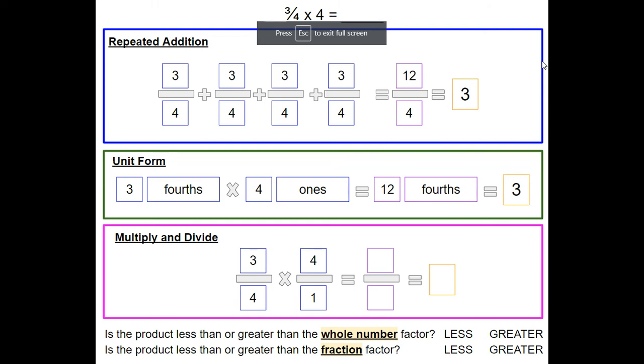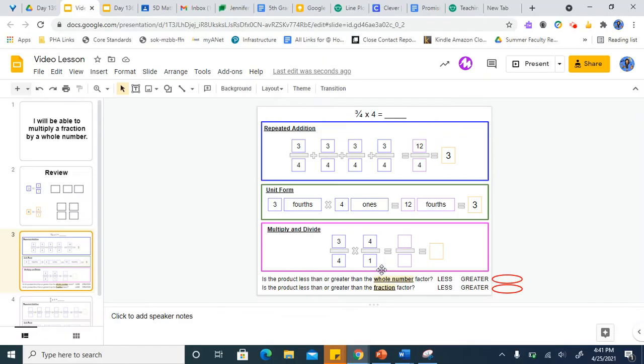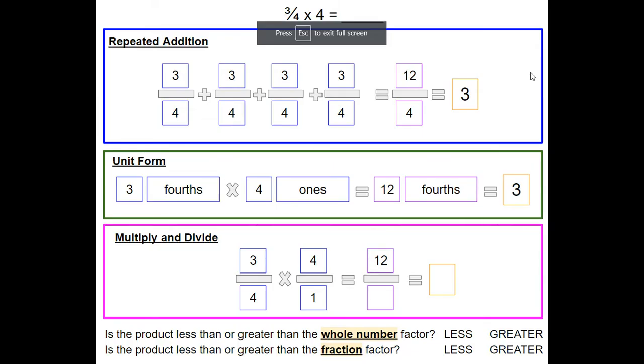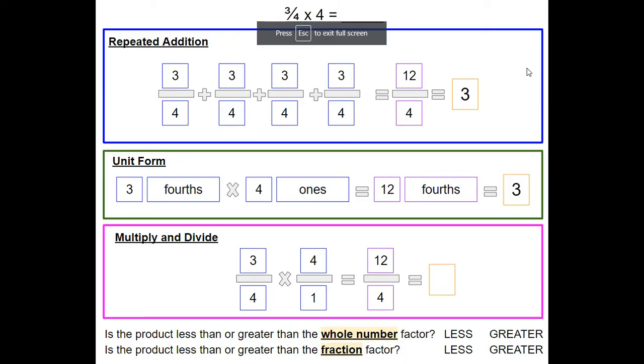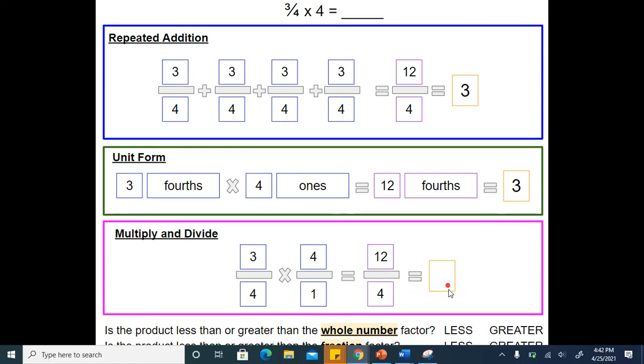Now when we multiply fractions, we just multiply across. 3 times 4 is 12. So our numerator is going to be 12. Now we do the same thing for the denominator. 4 times 1 is 4. Notice this is the same answer we got for each fraction using repeated addition and unit form. So we should get the same final answer. 12/4, which is the same as 12 divided by 4, equals 3.